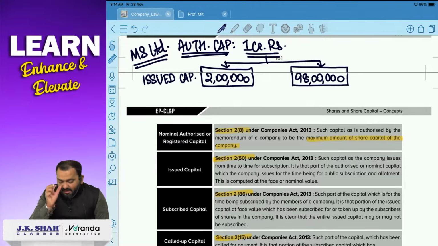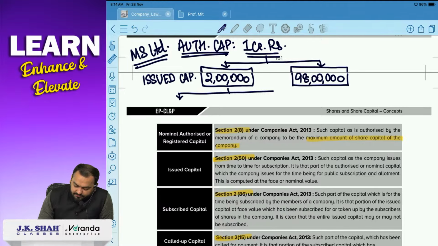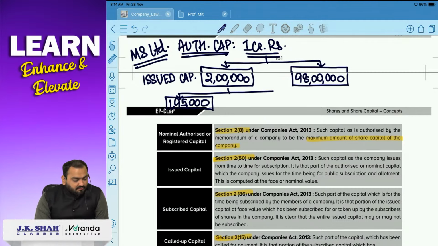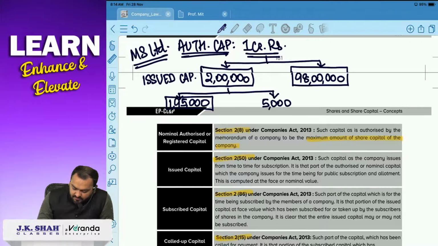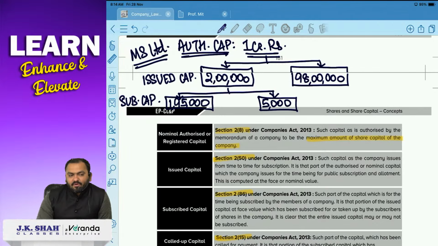Now my company has kept shares for sale worth 2 lakh rupees. But people may buy the shares, people may not buy the shares; that is, people may subscribe, people may not subscribe. Out of this 2 lakh rupees, shares of 1 lakh 95,000 were subscribed by the investors, meaning this many shares were sold in the market. And the amount which was not subscribed is 5,000 rupees. So 1,95,000 is called subscribed capital. And what is unsubscribed capital?